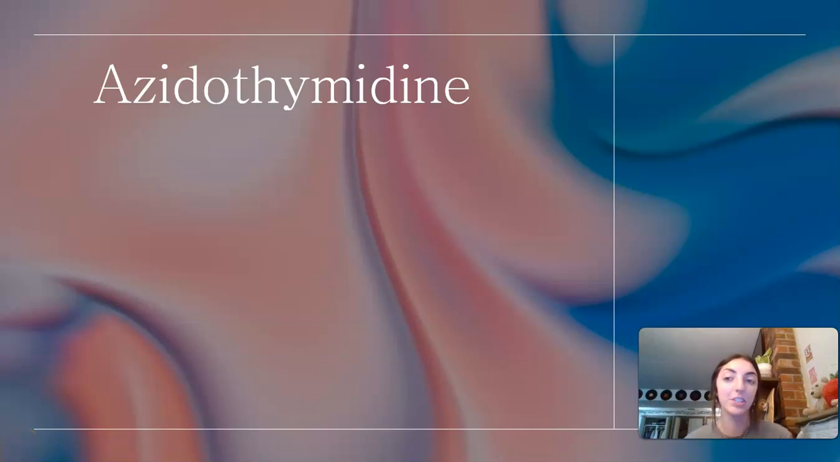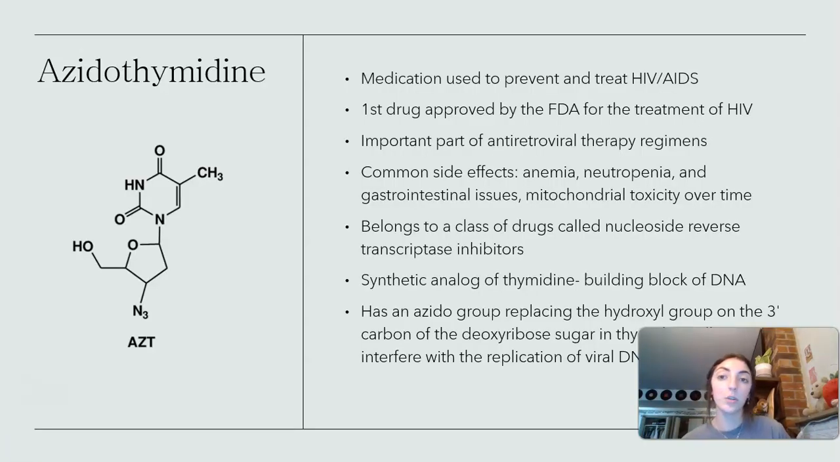This is my presentation on azithromycin. So azithromycin is a medication that's used to prevent and treat HIV and AIDS. You can see the structure in the picture on the left.